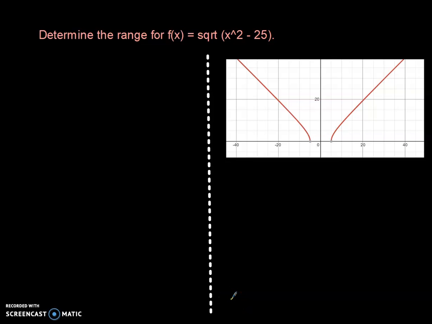Hi guys, so today we're going to go over finding the range for a radical equation. I just want to note there's a line drawn there because I'm going to show you two different methods, but essentially they're the same method.